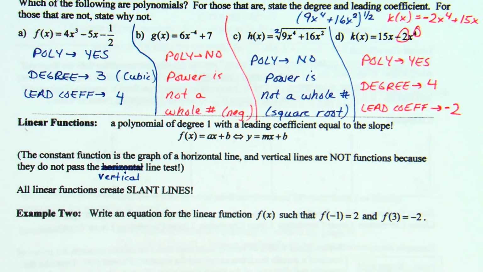Now, right here, guys, example 2. Write an equation for the linear function f of x such that f of -1 equals 2 and f of 3 equals -2. You're not going to like me for saying this, but this is an Algebra 1 problem. It doesn't look like it, but I promise it is. What I'm saying is you know how to do this. You just have to understand how to do it.